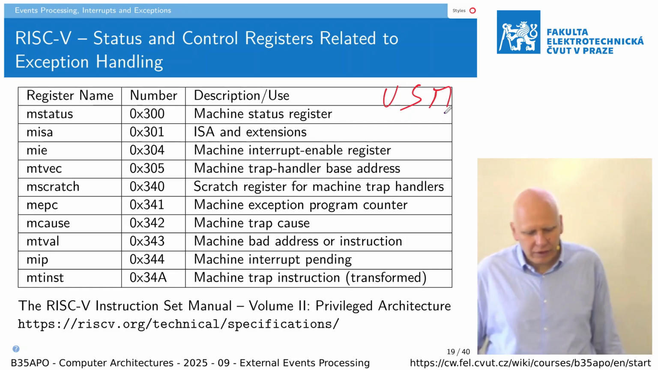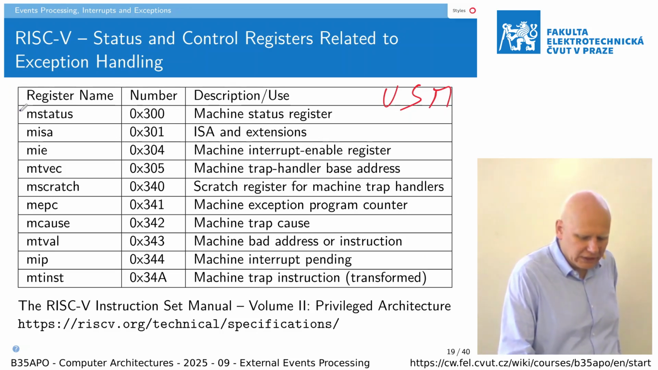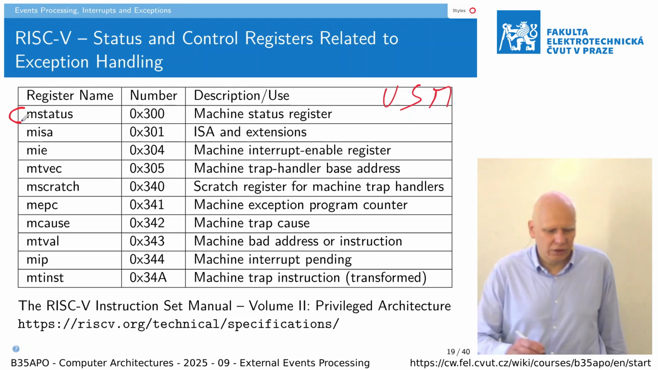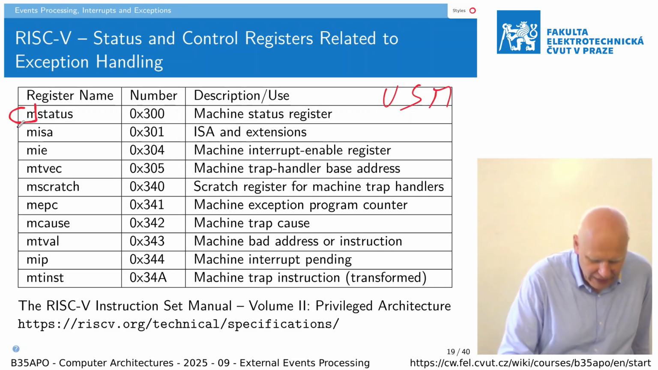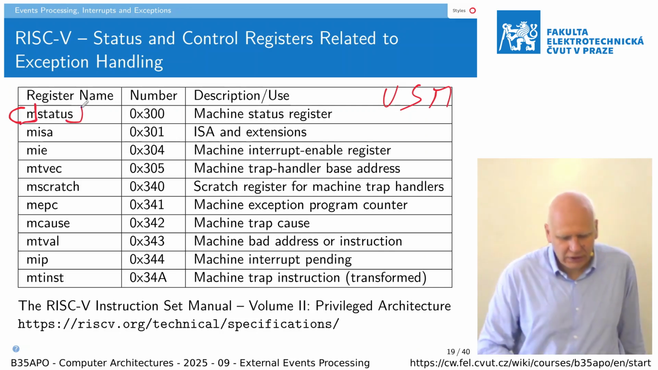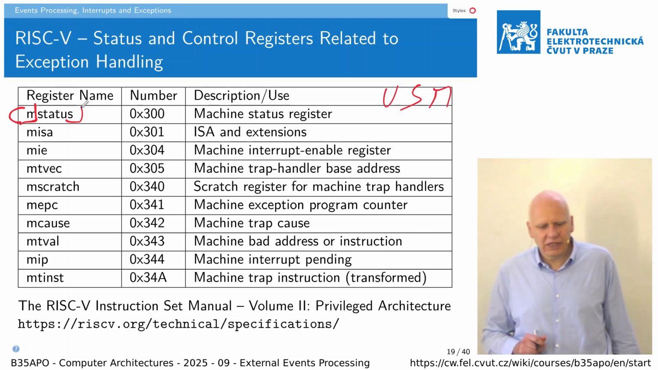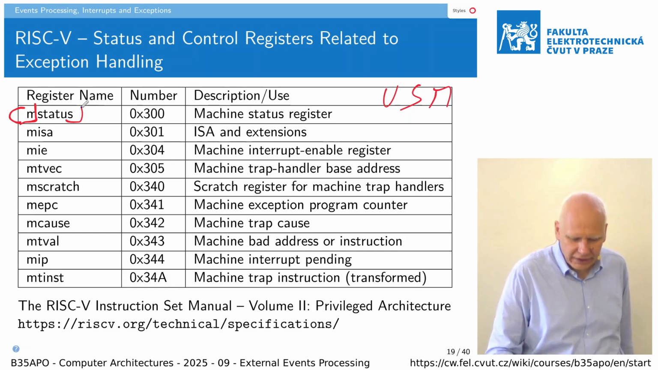So we will look at exception processing at the most privileged level, which is the machine level. This is why it starts with M and status: it is the machine status register. We will see what it can be used for later.